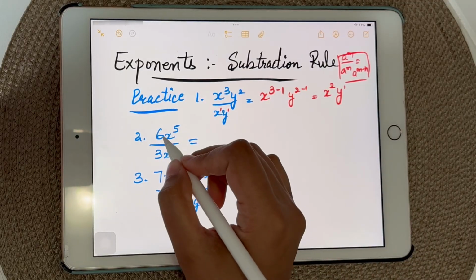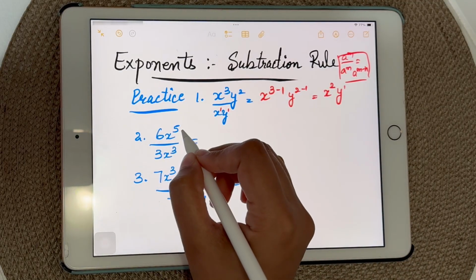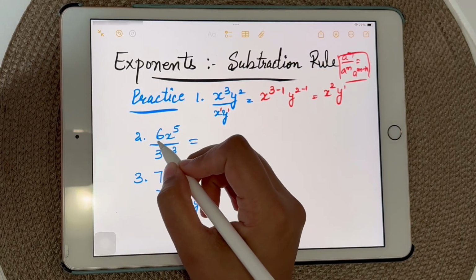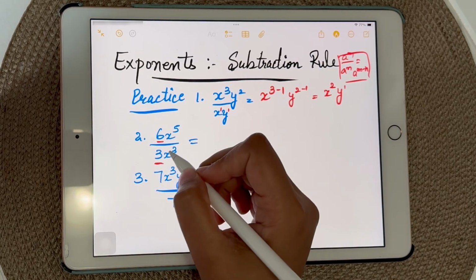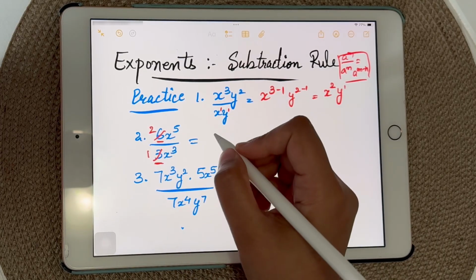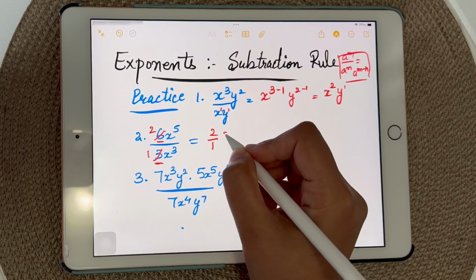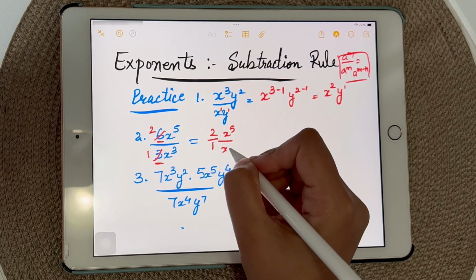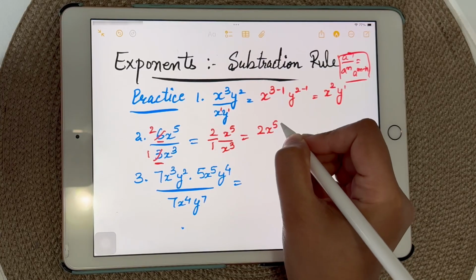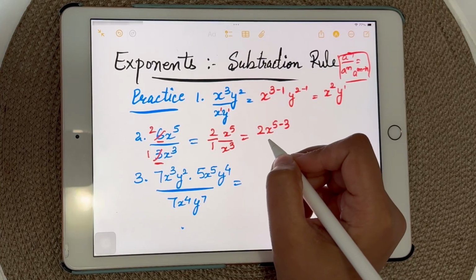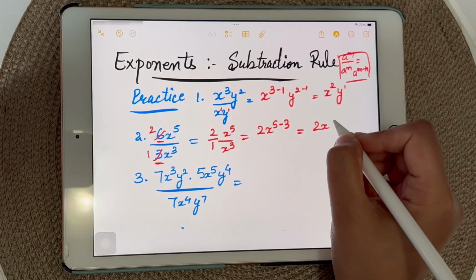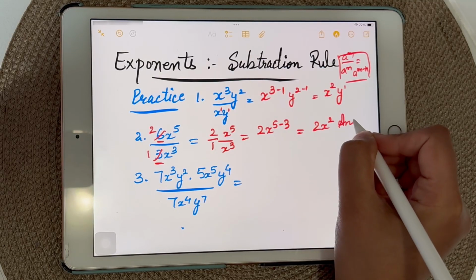Keep this rule in your minds. So now here we have 6 x raised to power 5 upon 3 x raised to power 3. So firstly we have to solve these constant terms here. So 3 ones 3, 3 twos 6. So we will get 2 by 1 x raised to power 5 upon x raised to power 3. Thus this equals 2 x raised to power 5 minus 3. So this equals 2 into x raised to power 2. This is our required answer.